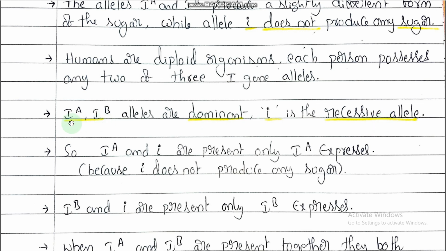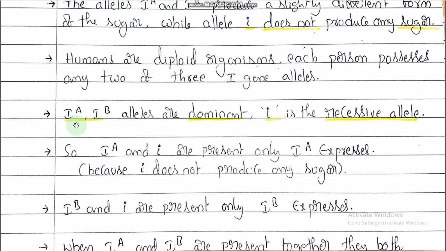For example, in the heterozygous condition, the IA allele and the small i allele are present. Which one is expressed? Only IA is expressed, because IA is dominant. If IB and small i are present, which one is expressed? Only IB is expressed. And when both are small i, which one is expressed? Both are recessive, so small i is expressed. Did you get it or not?